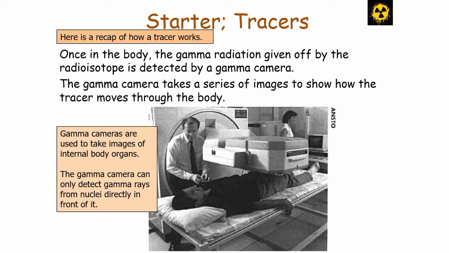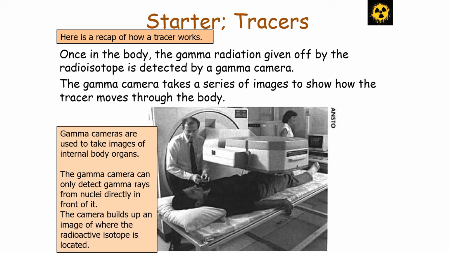The gamma camera can only detect gamma rays from the nuclei directly in front of it. So the camera builds up an image of where the radioactive isotope is located.